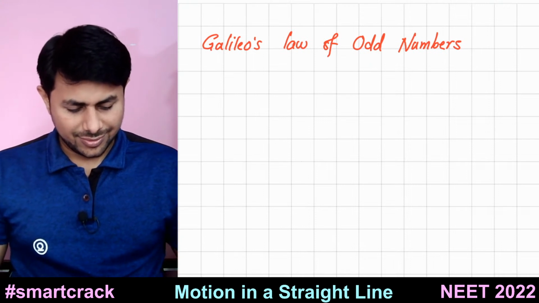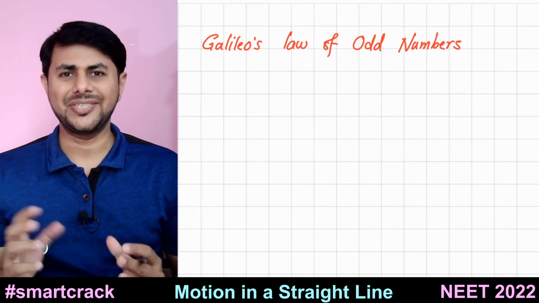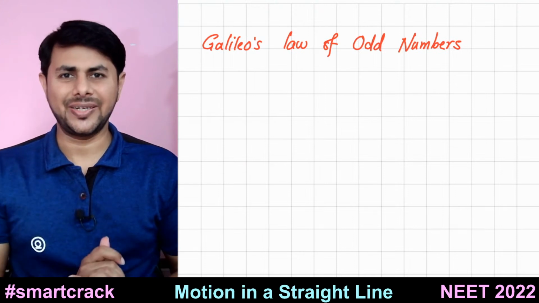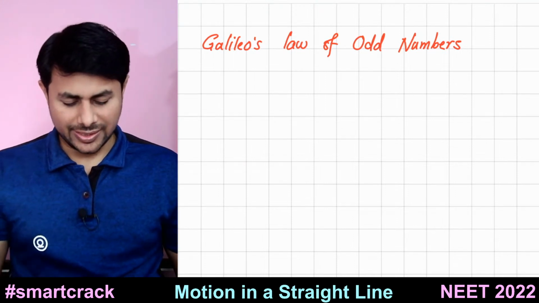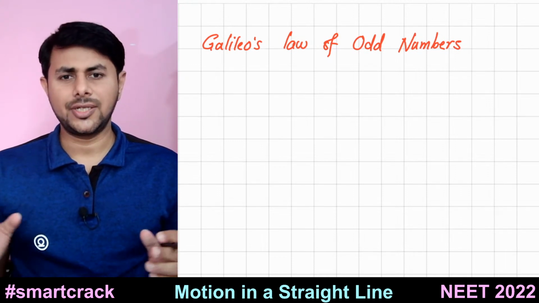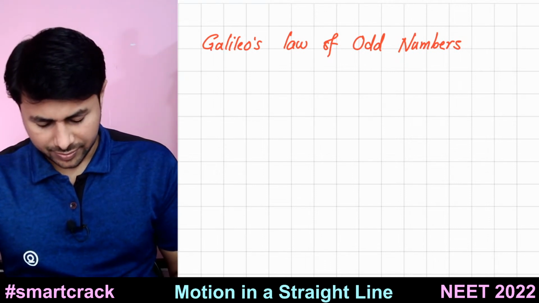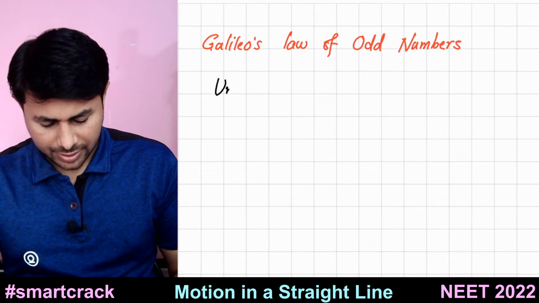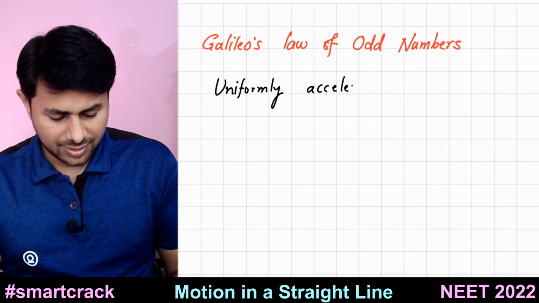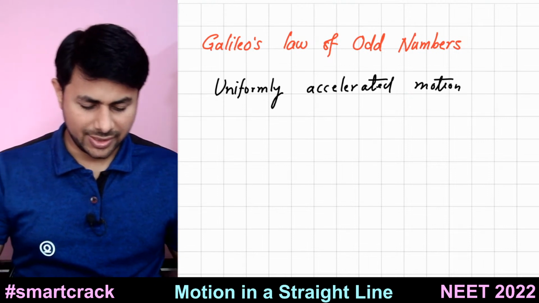After that, this is Galileo's law of odd numbers, and it's a trick. It's very simple and it will come in very handy when we solve problems. So what is Galileo's law of odd numbers? Let's suppose there is an object performing uniformly accelerated motion. So a is constant.